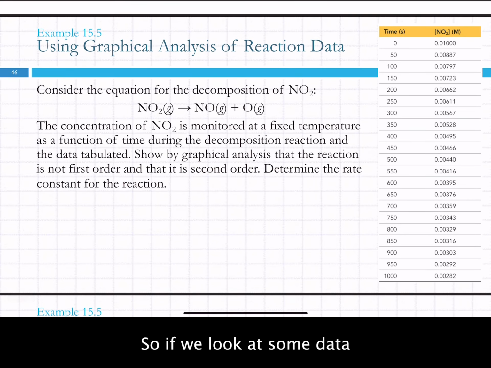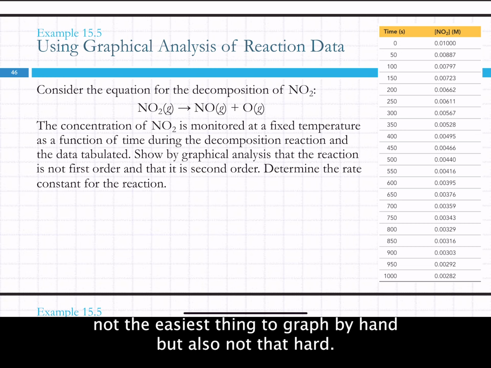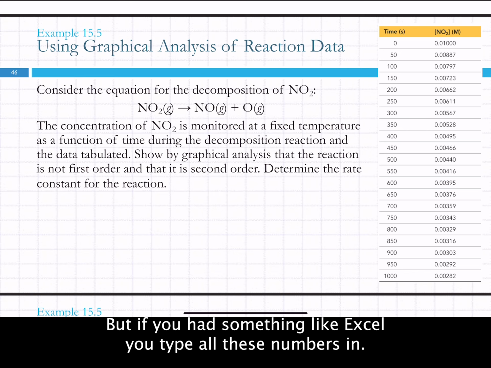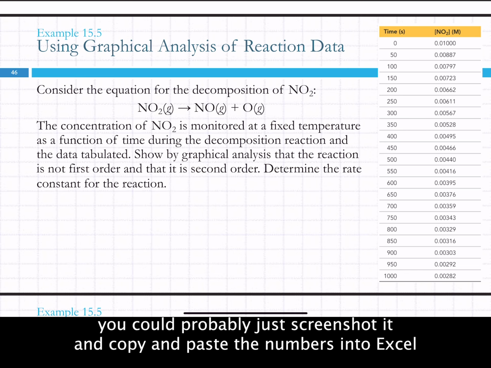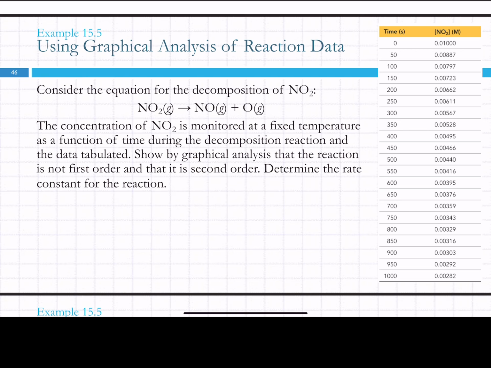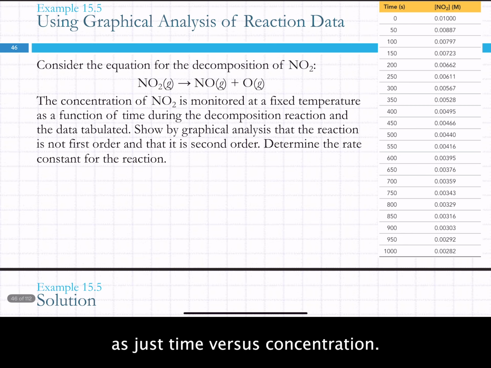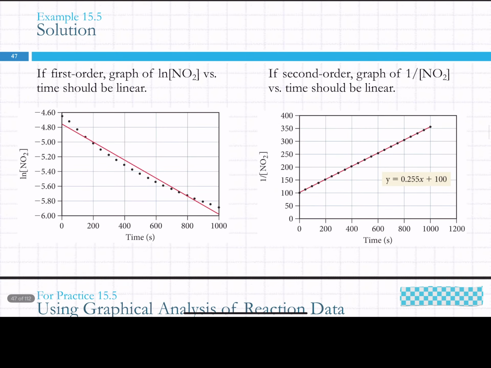So if we look at some data, not the easiest thing to graph by hand, but also not that hard. If you had something like Excel, you could type all these numbers in, or even just screenshot it and copy and paste the numbers into Excel, and then plot it. If you plot all of this as just time versus concentration, you would not get a straight line.